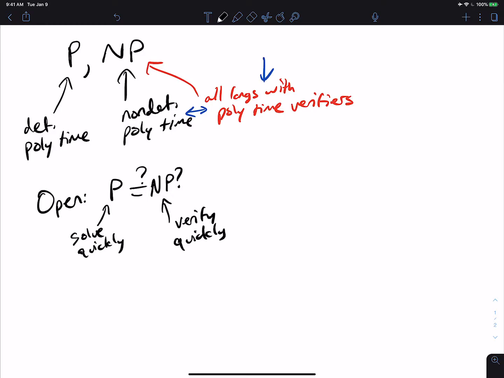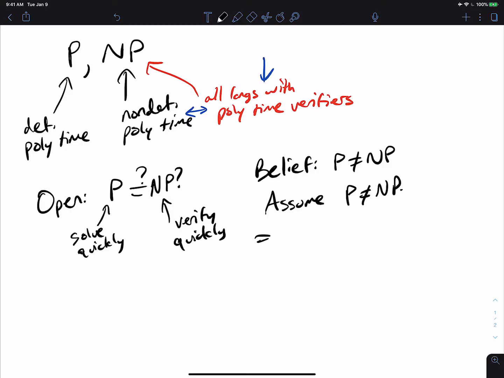So what can we say about this? Well, the belief for most people, and by most people I mean sane people, is that P is not equal to NP. This is not proven, but there's a very large amount of evidence to suggest that P is not equal to NP. So let's just assume for the rest of this class that P is not equal to NP.